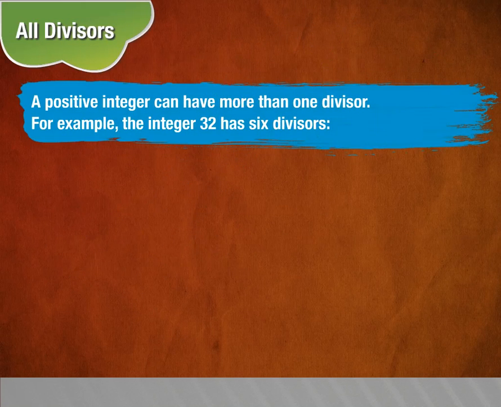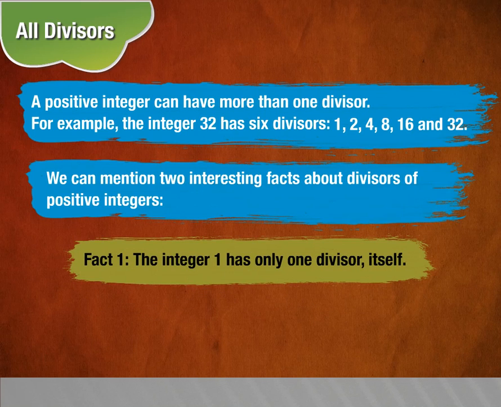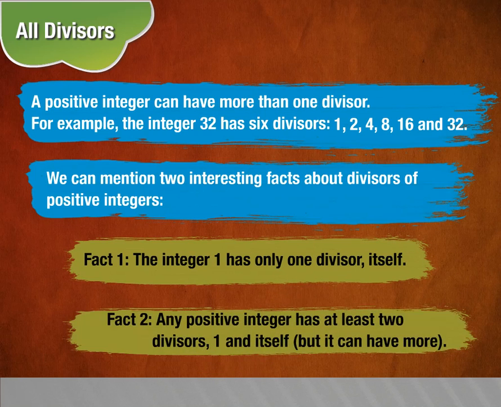All divisors. A positive integer can have more than one divisor. For example, the integer 32 has 6 divisors: 1, 2, 4, 8, 16 and 32. We can mention two interesting facts about divisors of positive integers. Fact 1. The integer 1 has only one divisor, itself. Fact 2. Any positive integer has at least two divisors, one and itself, but it can have more.